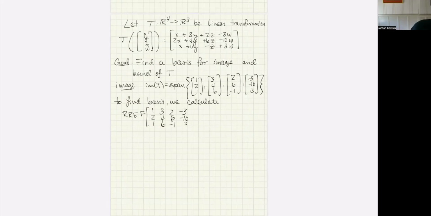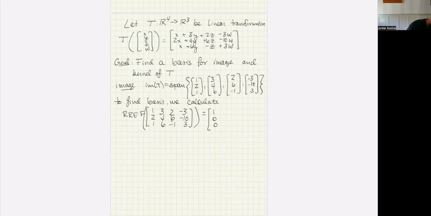Notice that even though the first two vectors are obviously linearly independent, because one is a multiple of the other, we actually don't know that, there might be others. And so that's what calculating the RREF is going to help us with here.